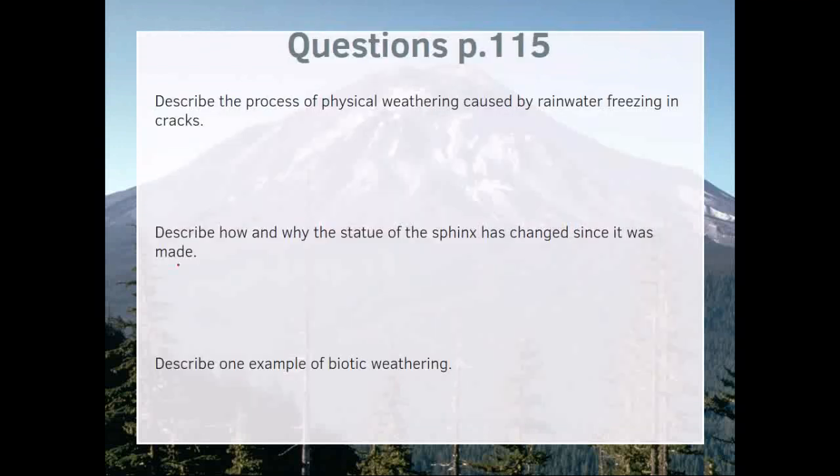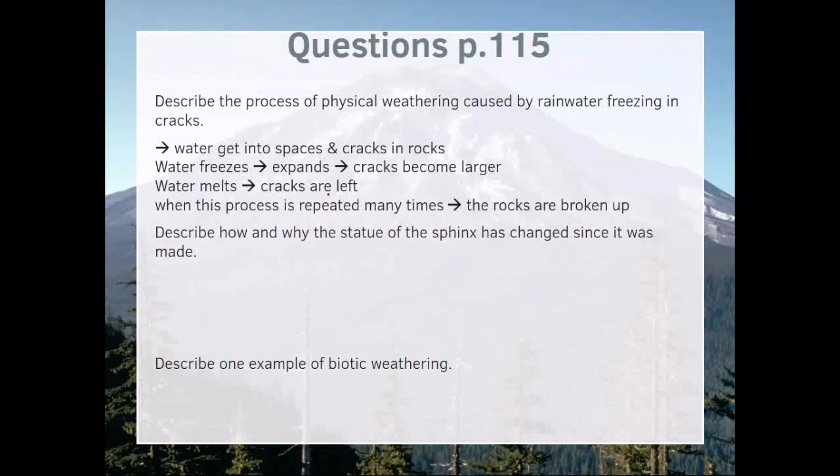Let's take another question, also easy. Describe the process of physical weathering caused by rainwater freezing in cracks. This will make it very simple. First, water will get into the spaces and cracks in rocks. What will happen? The water will freeze, so the water will expand, becoming bigger in size. So the cracks themselves become larger. When the water melts, the cracks are left but bigger in size. So repeat this process many times, and the rocks will be broken up. Okay? This is the process of freeze and thaw.